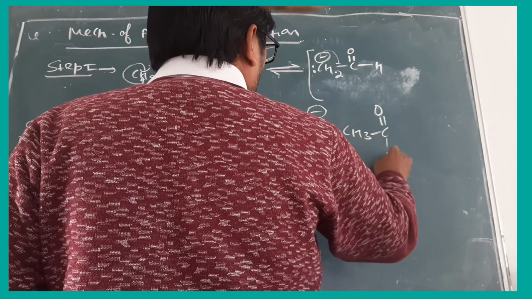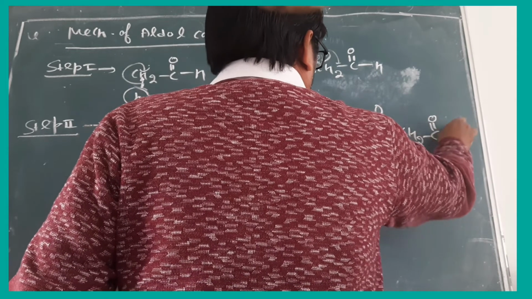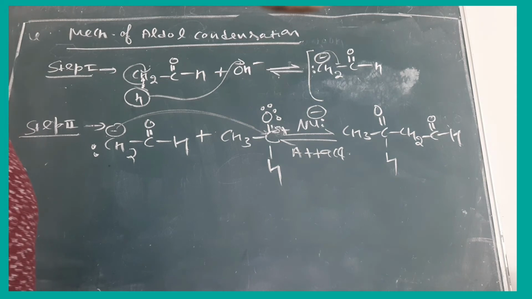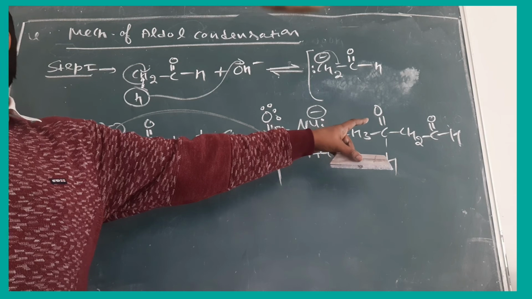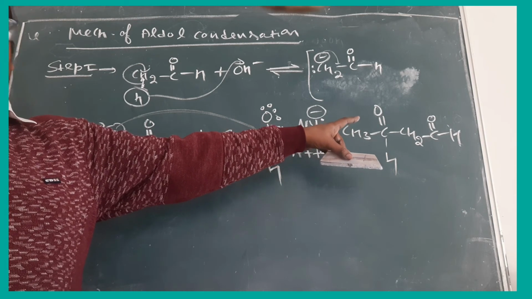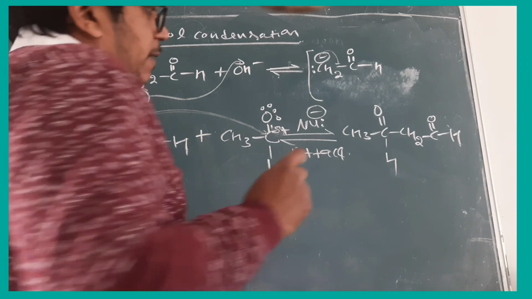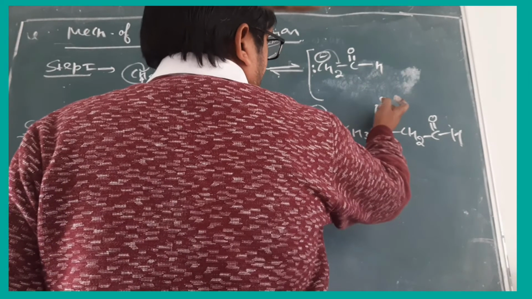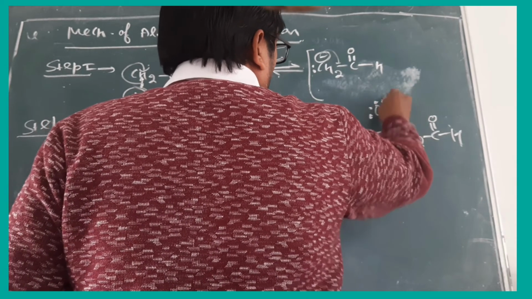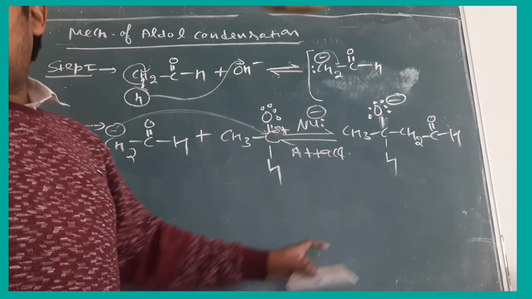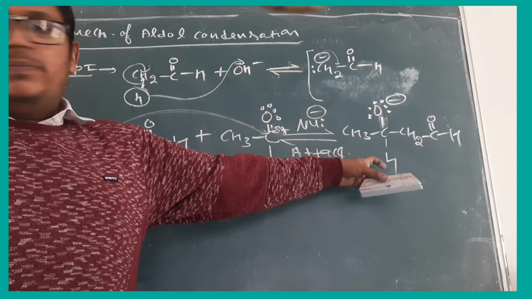CH3 C double bond O, here is the H. Then CH2 COH. Is that clear? CH3 C double bond OH, then CH2, then along with that COH. This one we are going to form over there. Now you see there are 5 bonds on this carbon, so we can write a single bond and this one becomes O negative. Now it's fine, yes or no? This is the product we have made in step number 2.